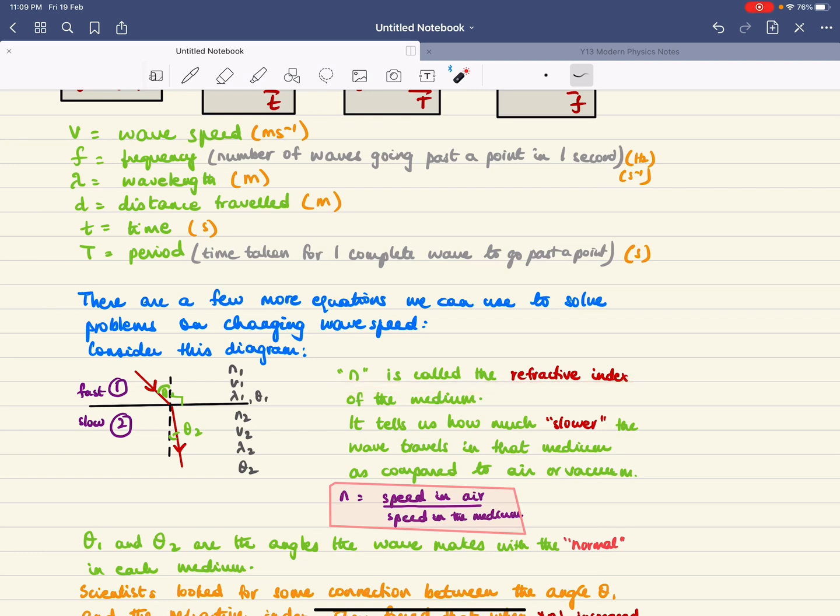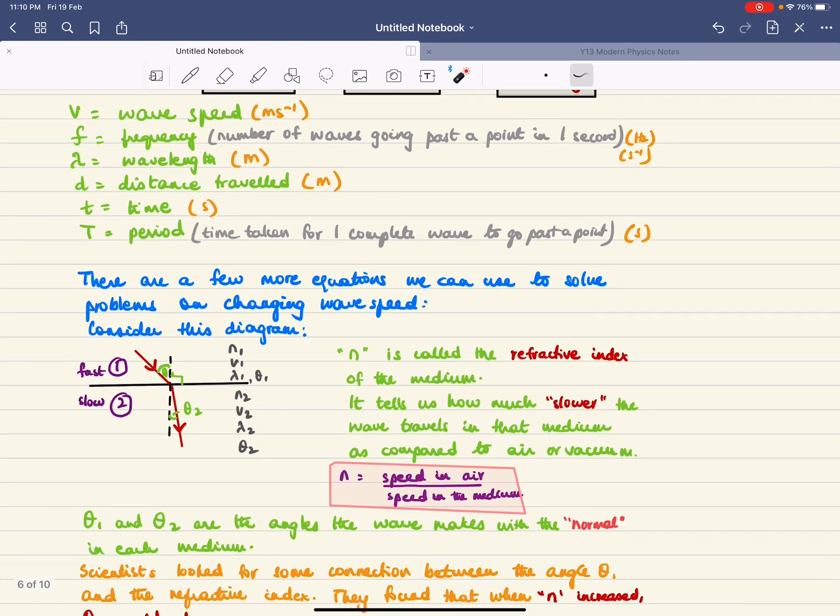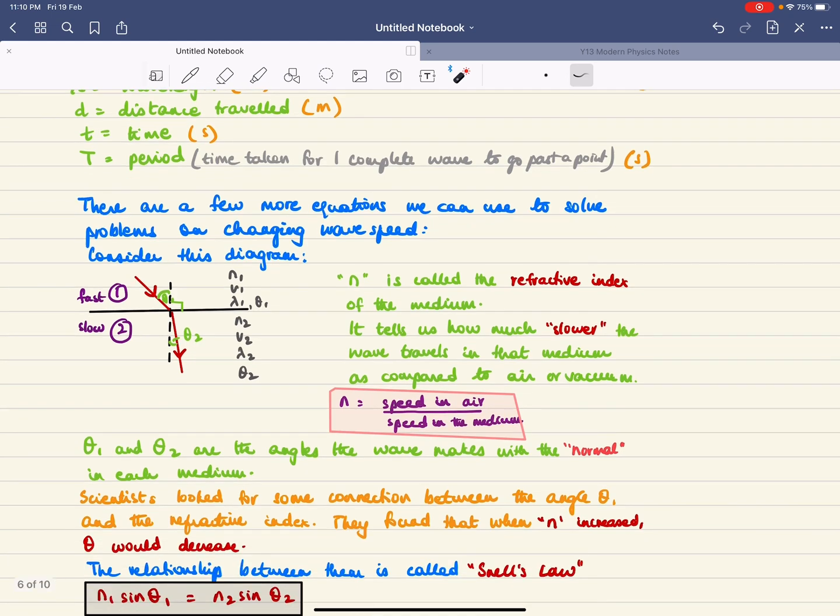Now, n is called the refractive index. This is a new thing. It just tells us how easy or difficult it is for the wave to pass through that medium. In fact, it tells us how much slower the wave travels in that medium as compared to air or vacuum. For example, light travels fastest in a vacuum and it slows down when it enters glass or water or anything else it can go through. And n does not have any unit because it's a ratio of two speeds. So ratios have no units.